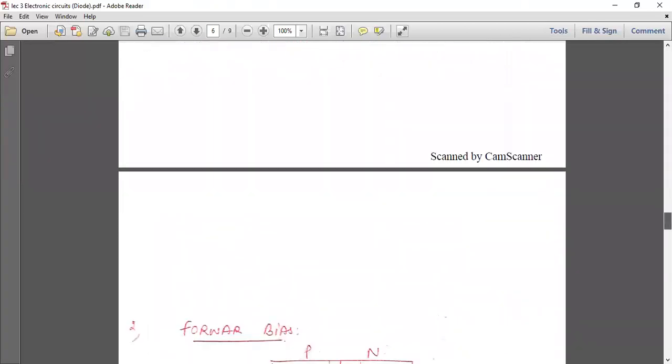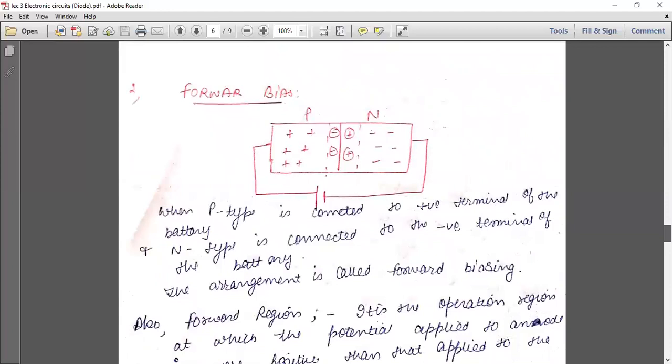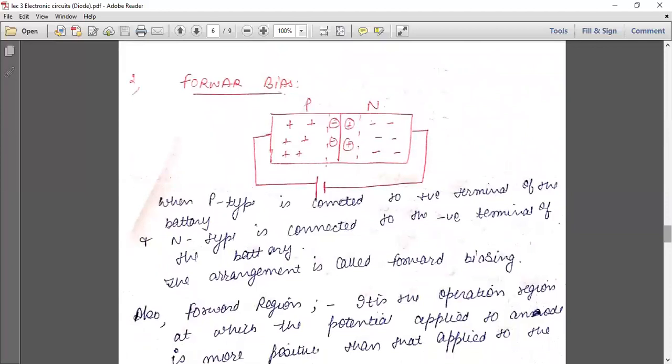Okay, so there are two types of biasing. Sorry, I did not write the D here. Forward, forward biasing. So there are two types of biasing that take place in this diode. One is called forward biasing and the other one is reverse biasing. So first of all, what do you mean by biasing?